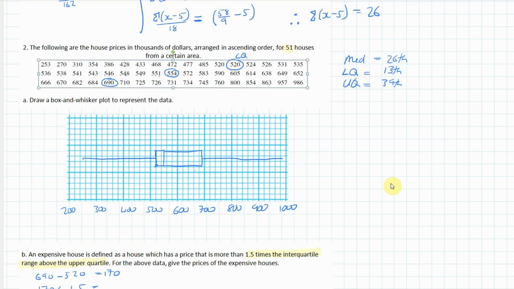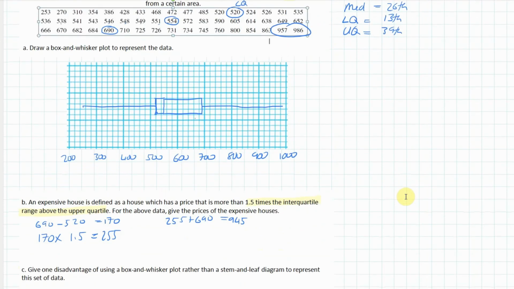and if we multiply 170 by 1.5, we get 255. And so we're going to add 255 plus the upper quartile, and that gives us 945. So anything that's above 945 is going to be defined as an expensive house. So the prices of the expensive houses are 957,000 and 986,000.